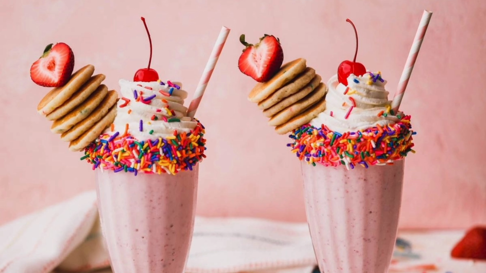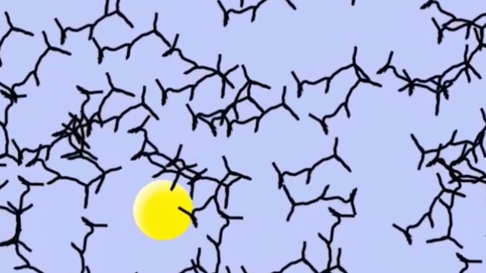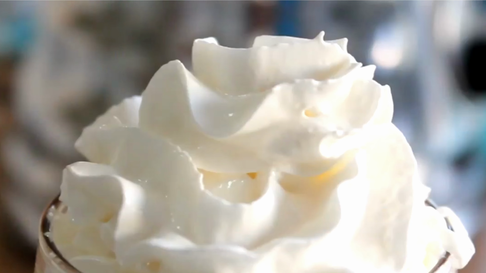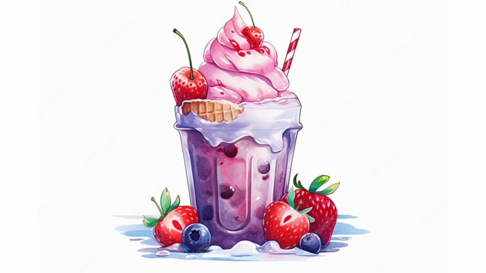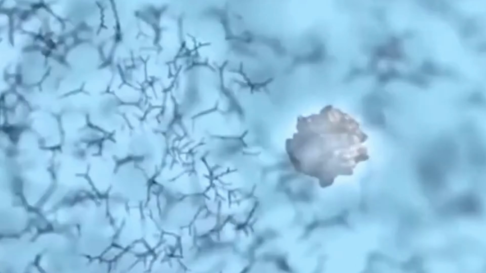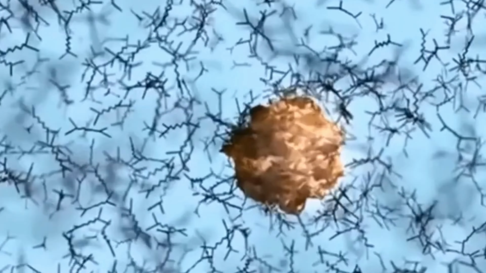Just as a cherry interacts differently than a sprinkle with a milkshake, an electron interacts differently than a photon with the Higgs field. A sprinkle is always going to be easier to move around a milkshake than a cherry. This explains why some particles have more mass than others. They interact differently with the Higgs field.